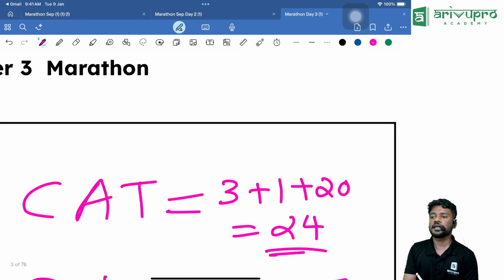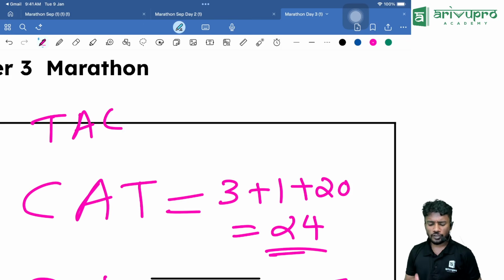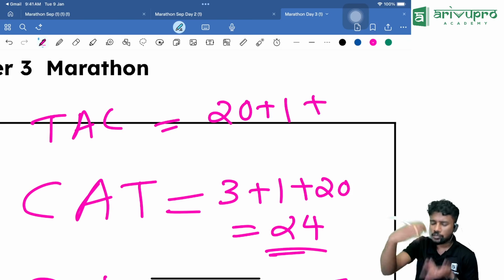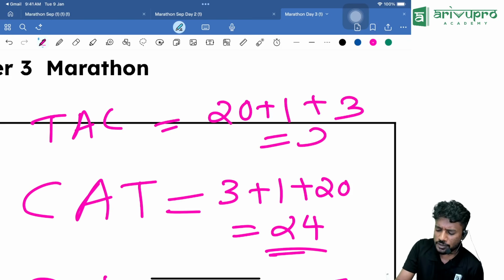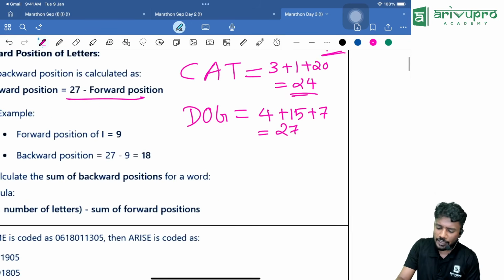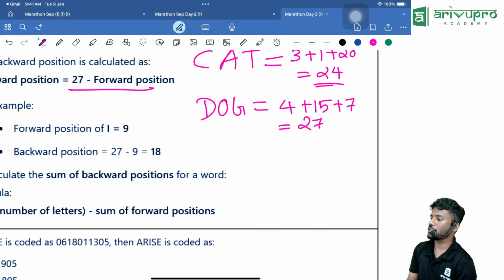Take TAC. The ulta of TAC is what? T-A-T-A-C. Now we need to know what is the sum of TAC. Will it change? Will the code change? No, it will also be 20 plus 1 plus... how much is it? That is also 24.